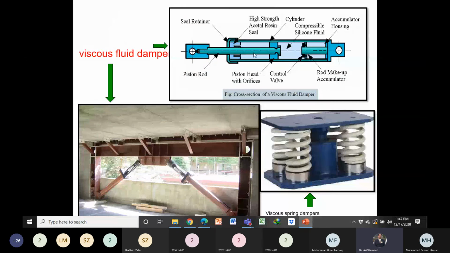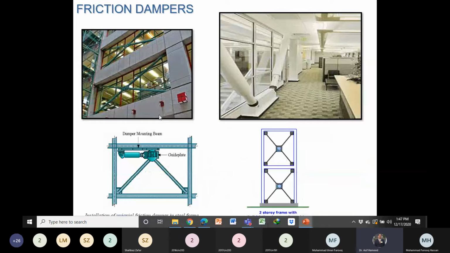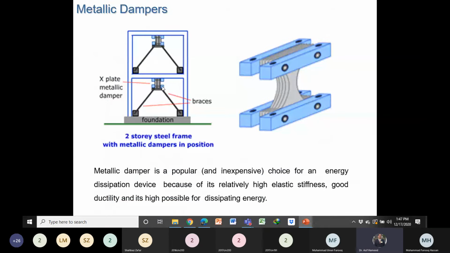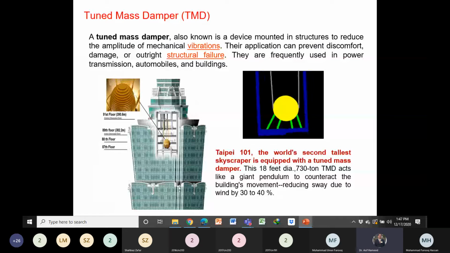And how can we place the dampers? We normally place the dampers in the buildings along the bracings. So this is the viscous fluid damper. This is the viscous spring damper. Friction dampers. And then these are the metallic dampers. So we can use different types of dampers to absorb the energy.